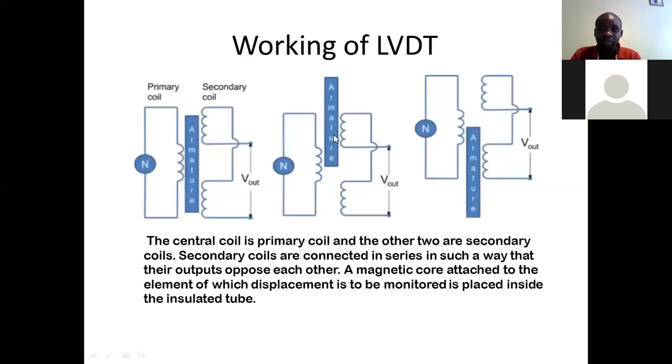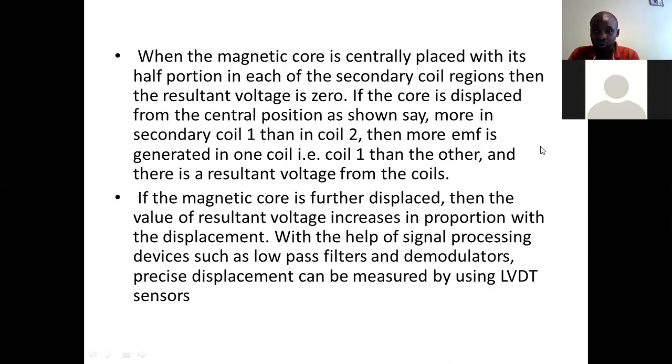So in our diagram here, when it is displaced upward, remember the principle behind the induced EMF is that there must be some relative motion. So if it moves in this direction, there's going to be more EMF induced in this coil than this one here. So that means the output voltage will not be equal to 0. Similarly, when it is moved downwards on the lower side, there's going to be a magnetic flux linkage which is going to induce more EMF in this coil than this one here. And again, that means the output voltage is not going to be equal to 0, but at least now a reading will be given out. So when there's relative movement, whether upwards or downwards, there's going to be an induced EMF, which is now going to translate that displacement into a voltage. As the magnetic core is further displaced, the value of the resultant voltage increases in proportion with the displacement.